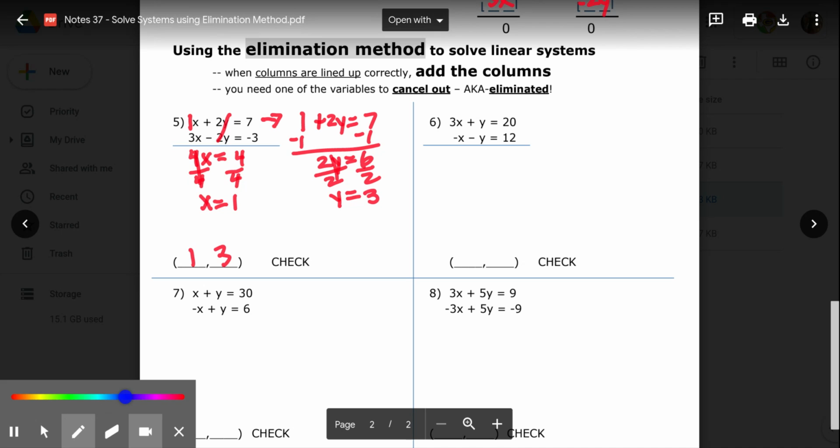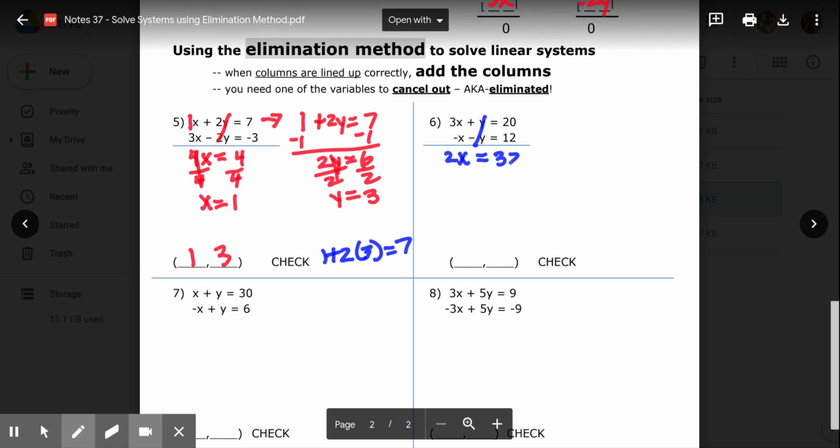Now if you want to check it, I'm just going to go ahead and use the first equation. So is 1 plus 2 times 3, which is 6. Does that give me 7? Yes, it does. All right, problem 6. So on problem 5, the y's canceled out. Well, on problem 6, the y's are going to cancel out again right there. So then I have 3x minus 1x gives me 2x equals 32. I divide both sides by 2. And x is 16.